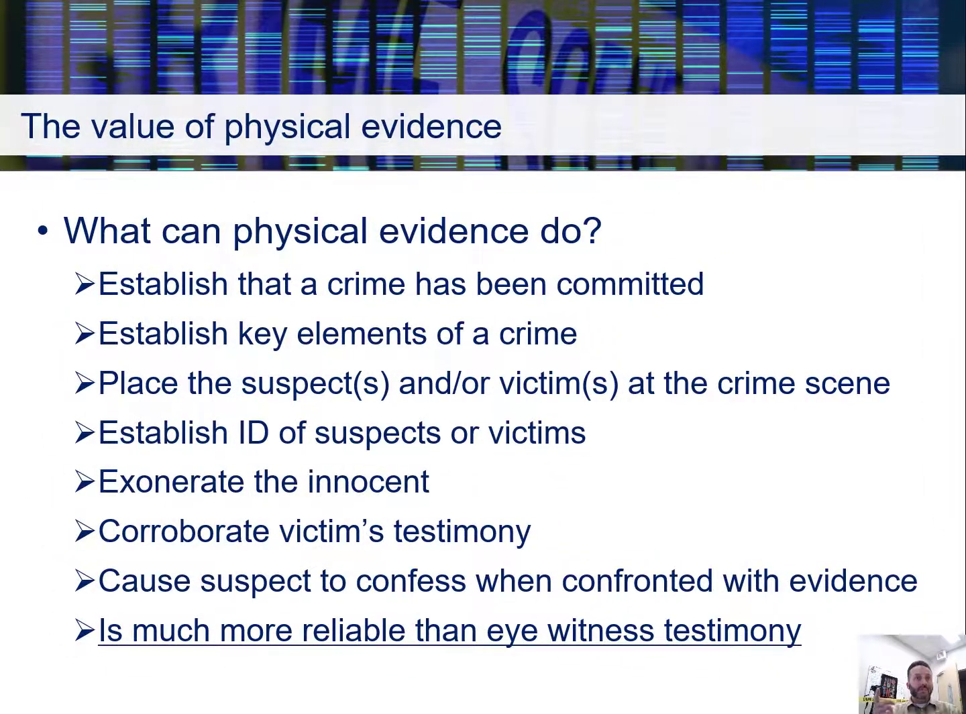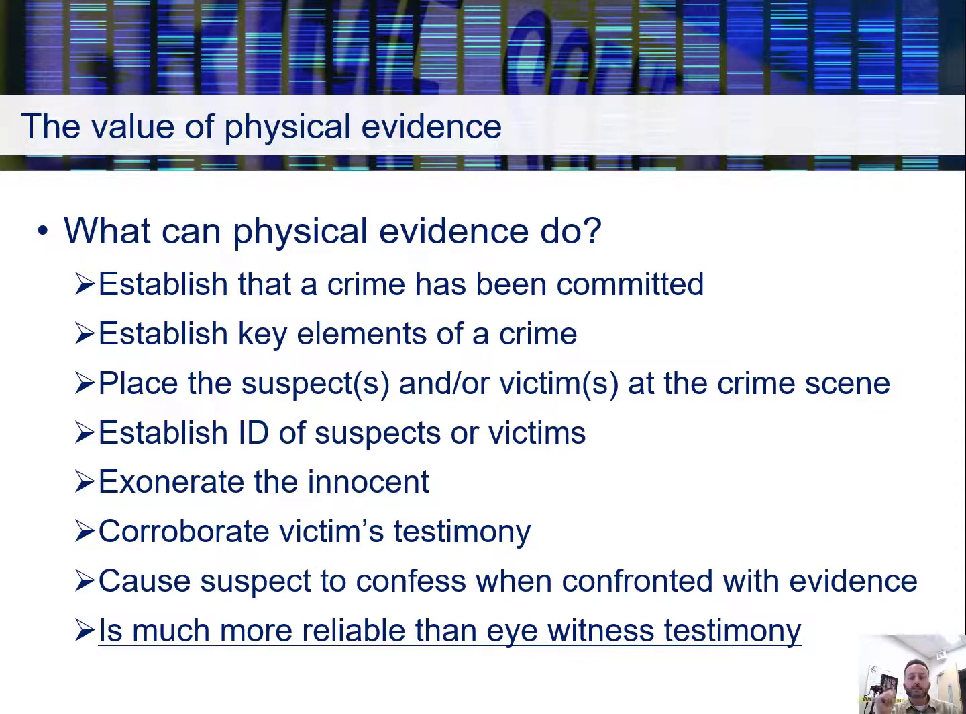So what is the value of physical evidence? What can physical evidence do? Well, it can do a lot of things, such as help to establish that a crime has been committed. That's the first question, right? Then establish the different key elements of that crime, place the suspects or the victims at the crime scene, obviously establish the identity of suspects and victims, and many other things. Perhaps one of the most important, I would say, is to exonerate the innocent person. And we'll discuss this later in our Module 6.